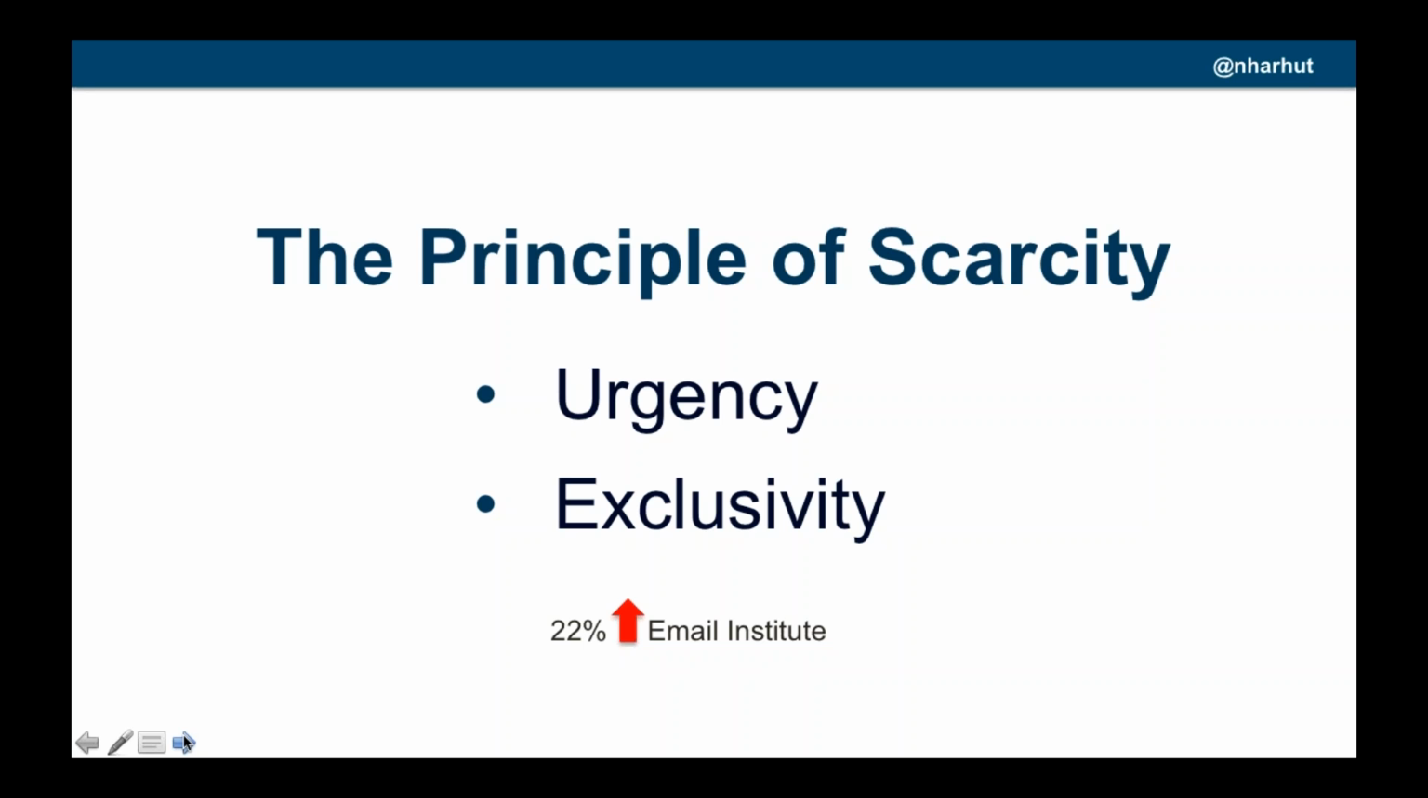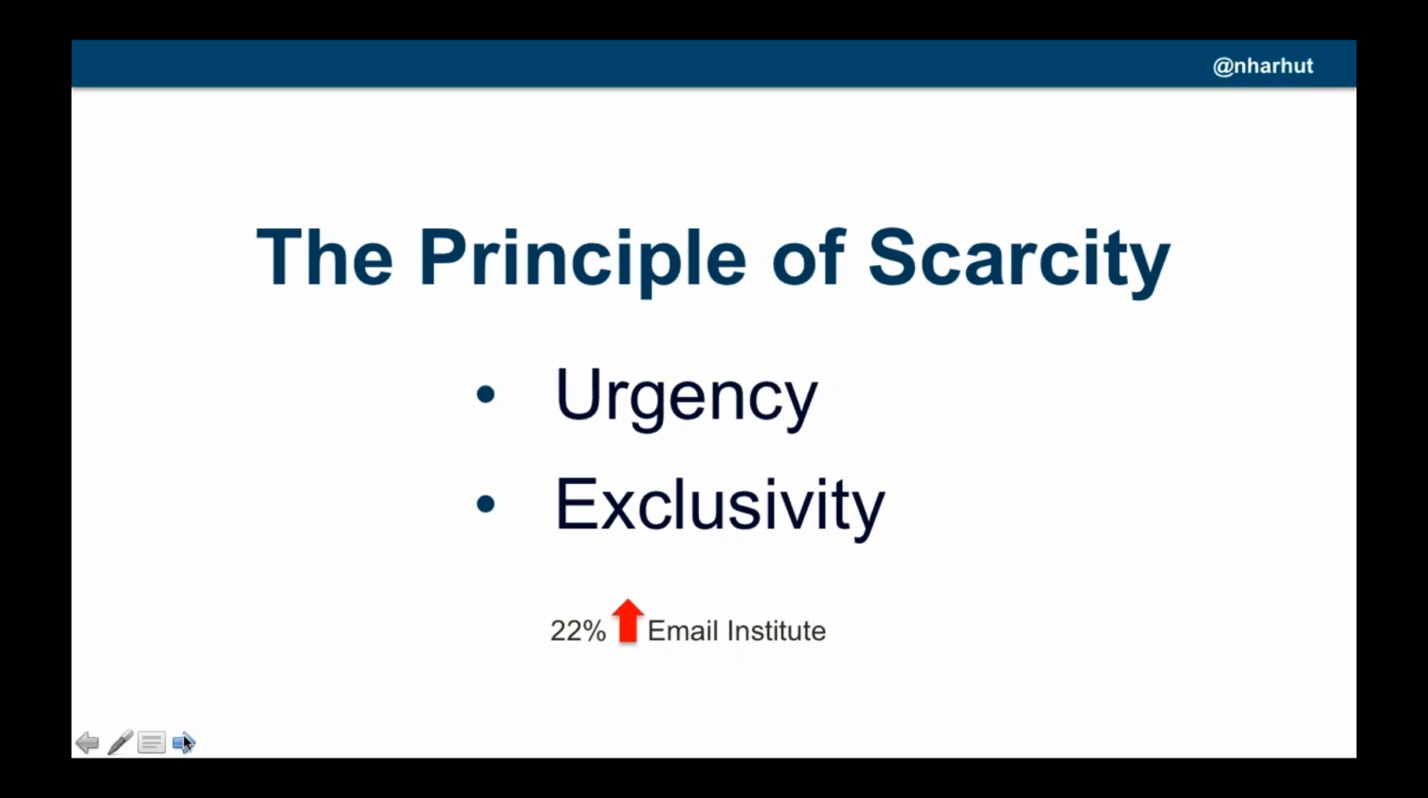Suddenly it's like a switch flips in us, and it makes us want it and want it badly. So we might have maybe been interested, maybe not before, but when we know that only certain people can have it, or it's only available for a certain amount of time, suddenly we want it. And that's known as the principle of scarcity, the 2 halves of it: urgency, available for a certain amount of time, and exclusivity, available to a certain group of people. If you use either of those in your subject lines, you can expect a 22% lift in your opening rates, according to the Email Institute.